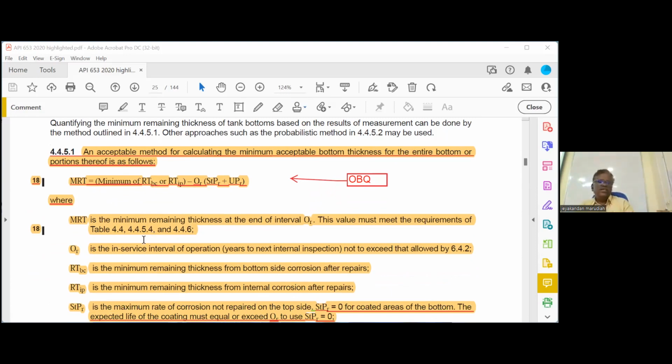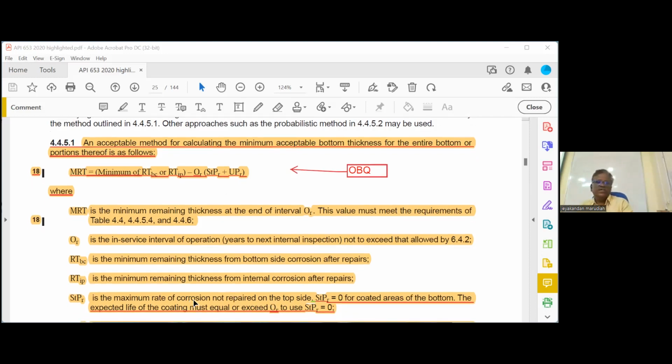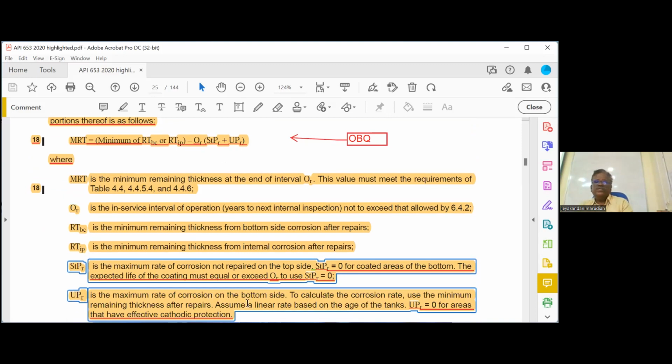Then Or is the next inspection interval, when you are planning the next internal inspection. Then StPr plus UPr: StPr is the corrosion rate of the top side, and UPr is the underside. Okay, this terminology may be a little bit confusing. So StPr is the top side and UPr is the underside. If we have effective cathodic protection, the underside corrosion rate will be 0.